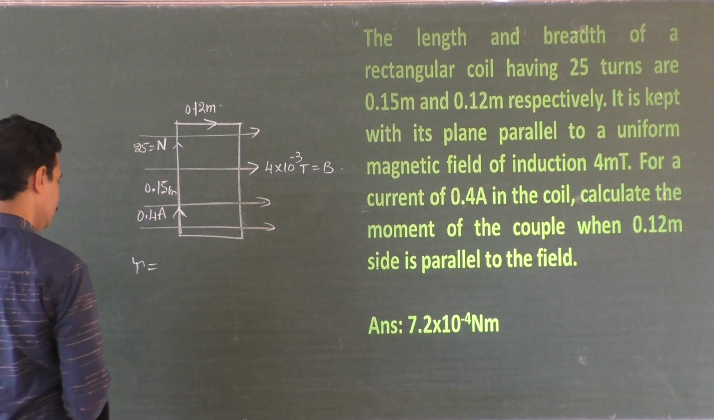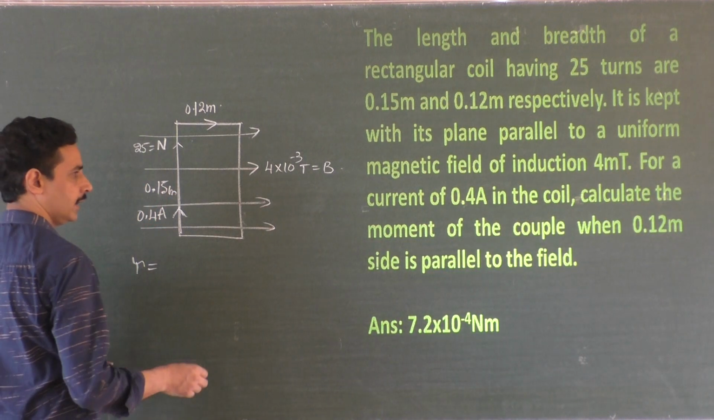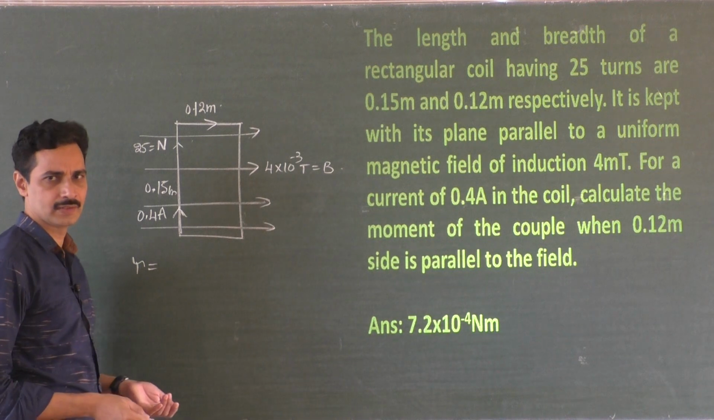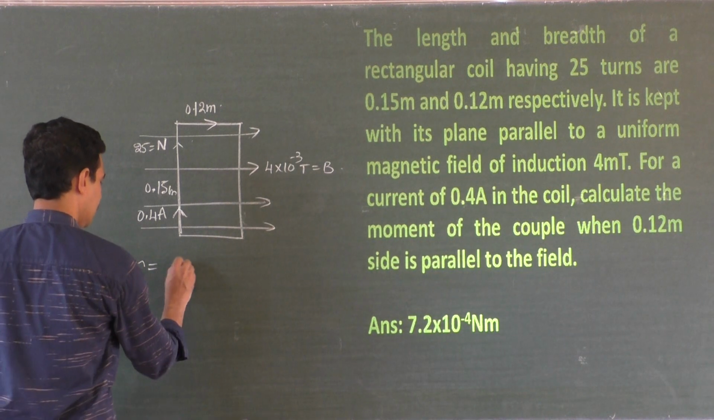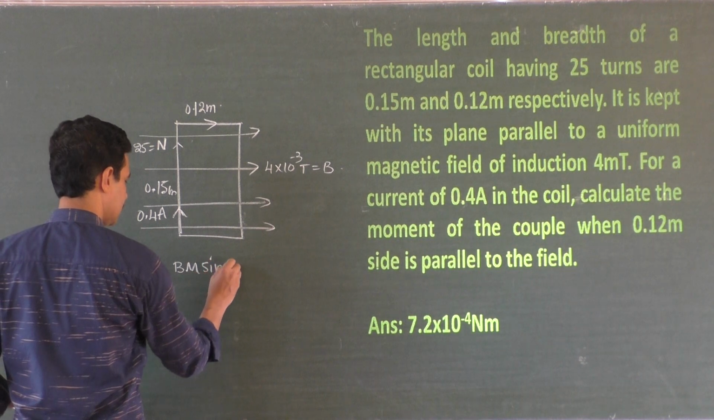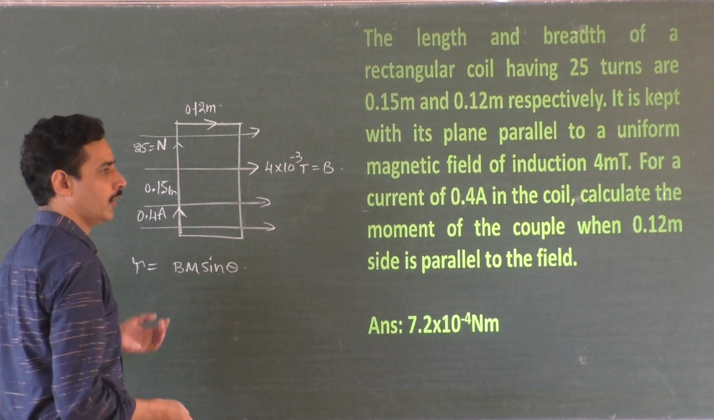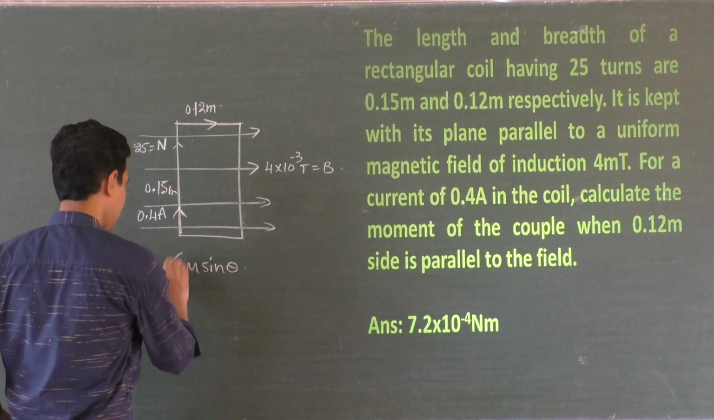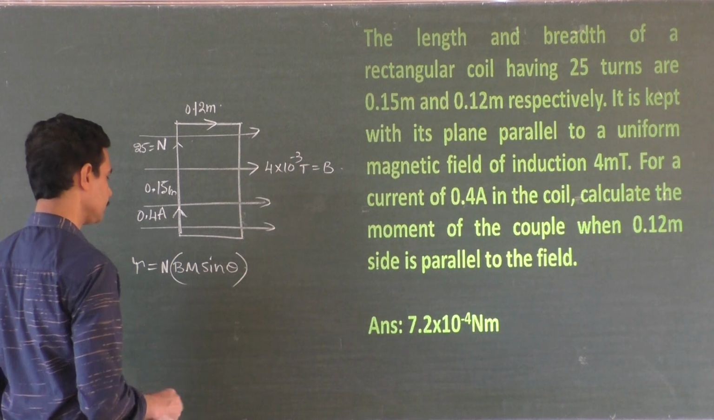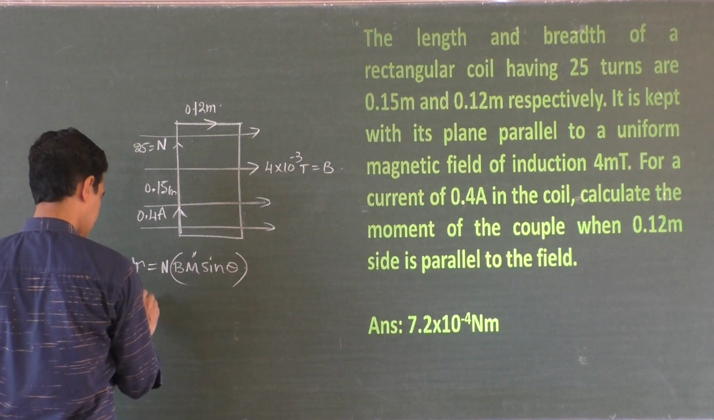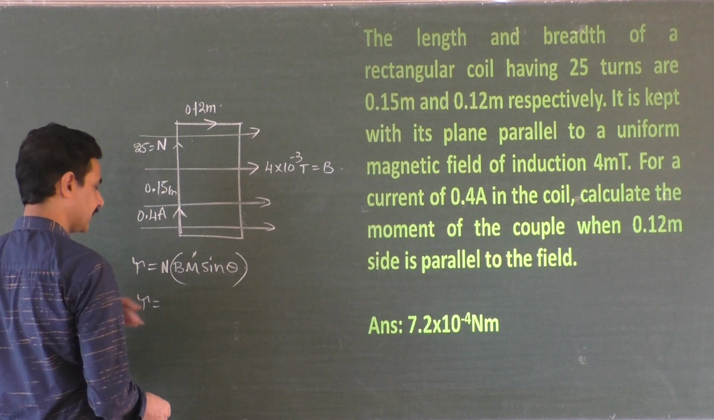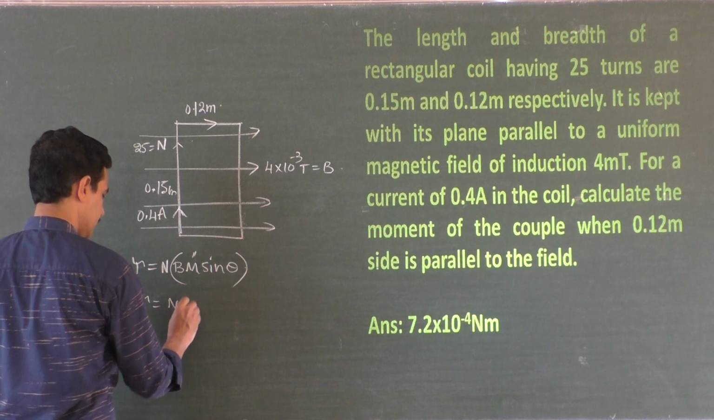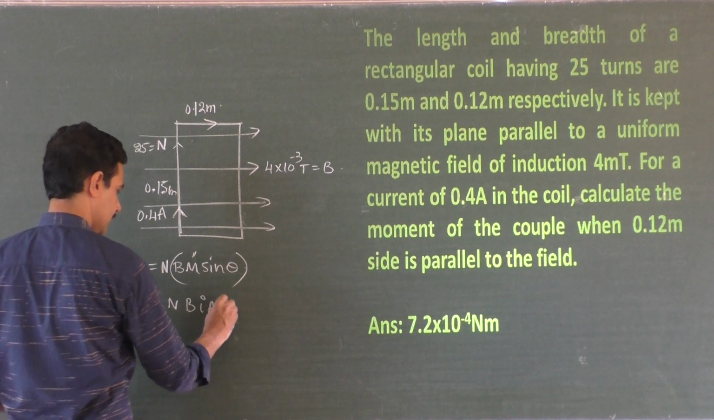Torque is equal to P sin theta. Here, it is mB sin theta. Remember, this torque is only for one turn. If there are n turns, n. What is m? m is current into area. It is the magnetic moment. So, number of turns, n B I A sin theta.